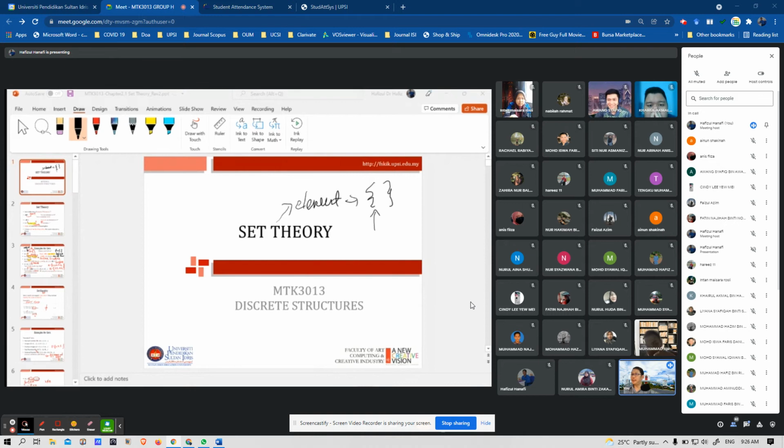It is a collection of definite and distinguishable objects selected by means of a certain rule of description. For example, we can have a Venn diagram here. Okay. And then we have a union, and then we have intersection, and so on.